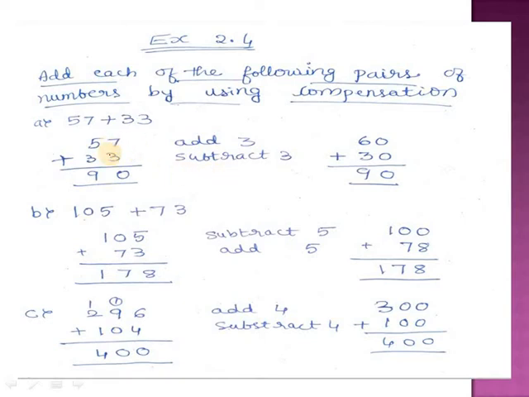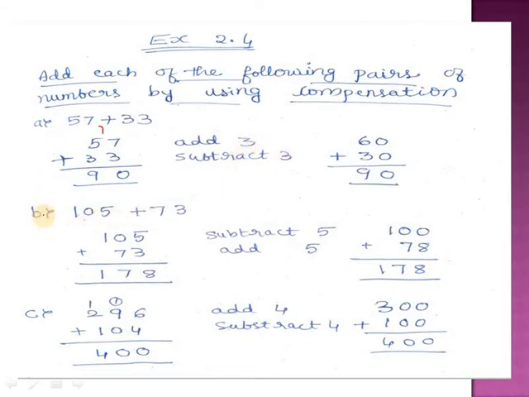So 7 plus 3 is 10. Yes. Carry over 1, 0. 5 plus 1 is 6. 6 plus 3 is 9. So if we add 57 plus 3, you are going to get 60. 33 subtract 3. What are you going to get? 30. 0 plus 0 is 0. 6 plus 3 is 9. So we got the same answer when we add and subtract the number.